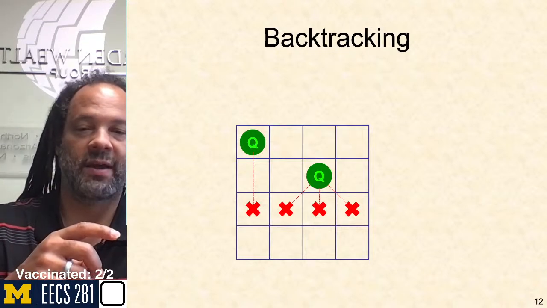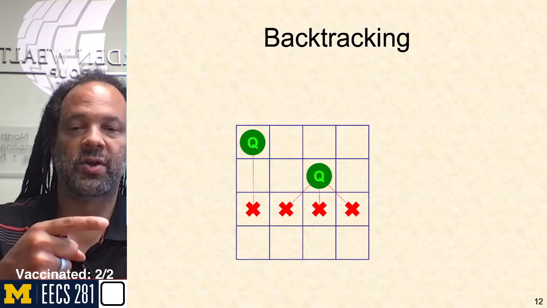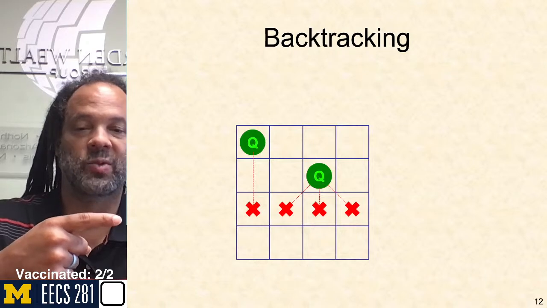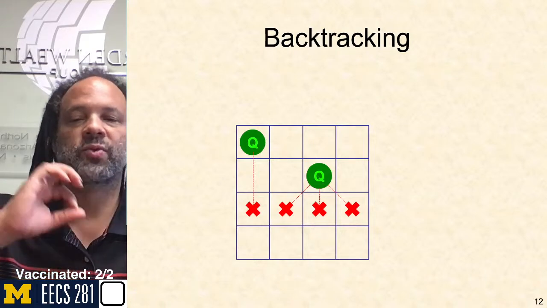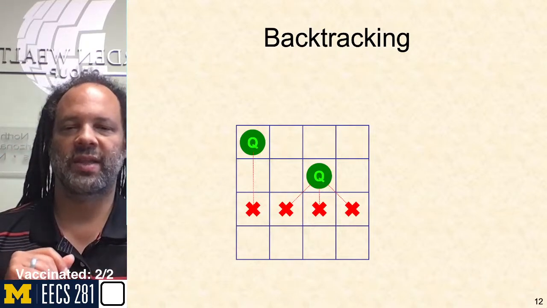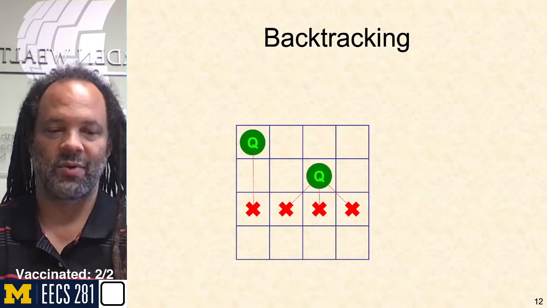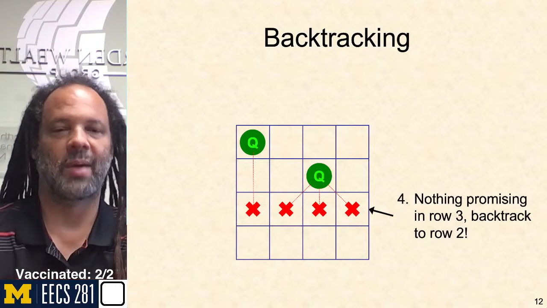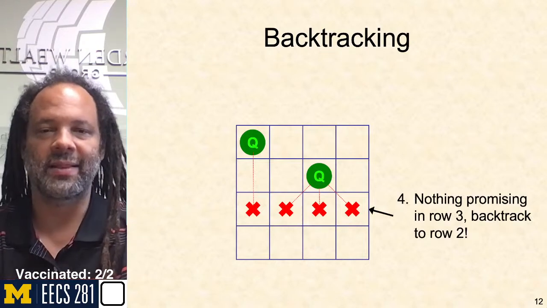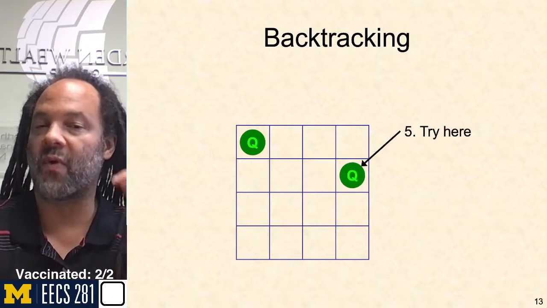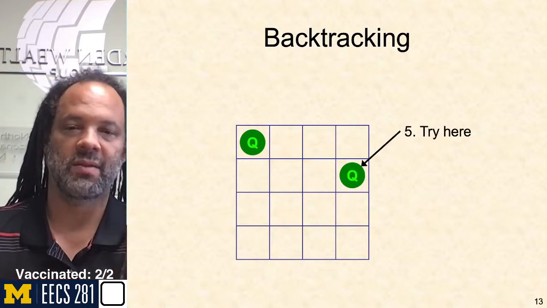The fourth column fails, and there's nothing else I can try in this third row, so I have to backtrack even farther, which means let's go back to the most recent successful decision that I made and update it. So I'm going to change this queen in the second row, is what my backtracking here does. So I backtrack to row 2 and say, let's move this queen from column 3 of row 2 to column 4 of row 2. Once again, things are looking good.